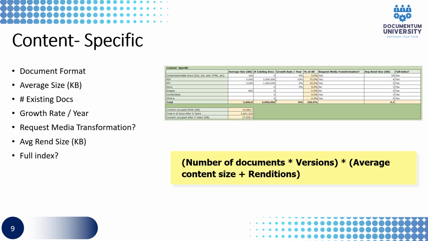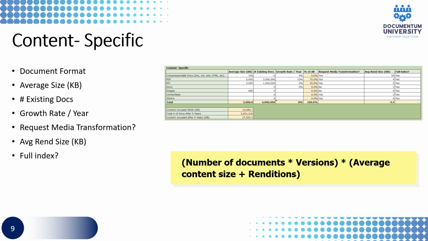Content-specific. This section includes several parameters, including document format, average size, number of existing docs, growth rate per year, request media transformation, average rendition size, and full index. Let's start by discussing the document format parameter. This parameter refers to the type of file format that your organization will be storing in Documentum. It could be anything from a PDF, Word document, Excel spreadsheet, or even media file like image and video file.